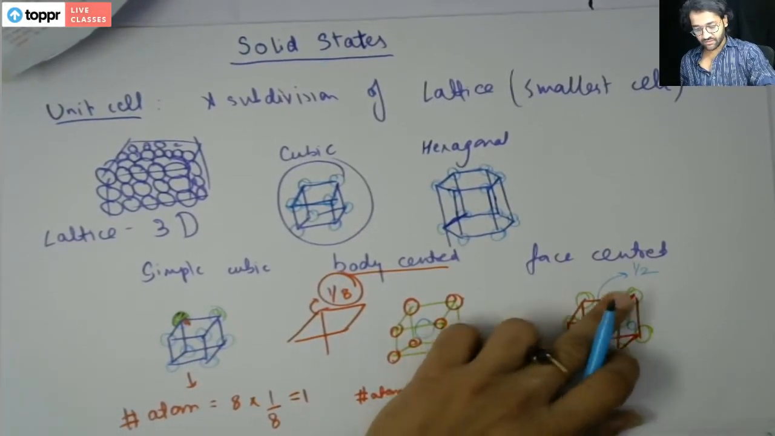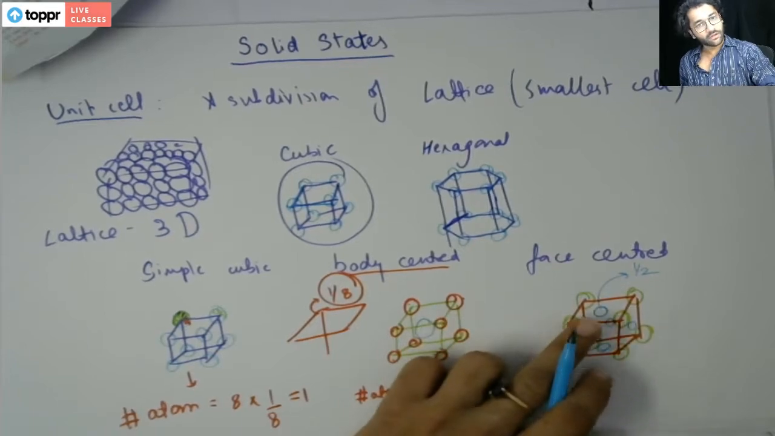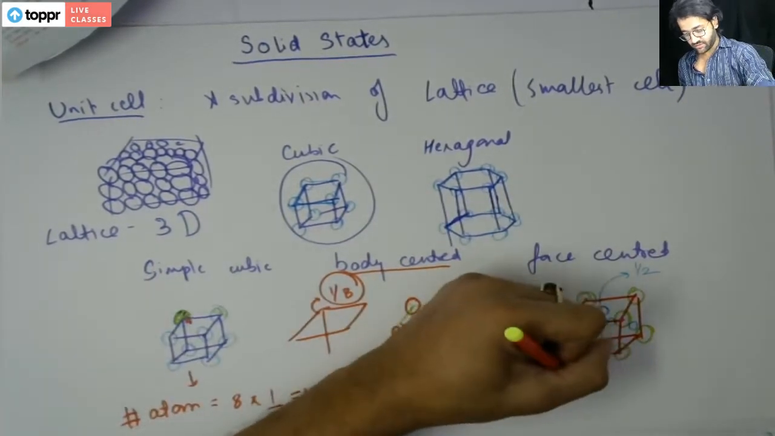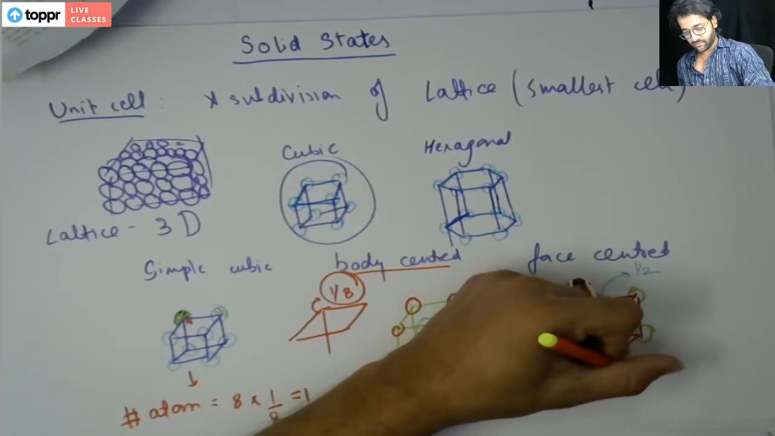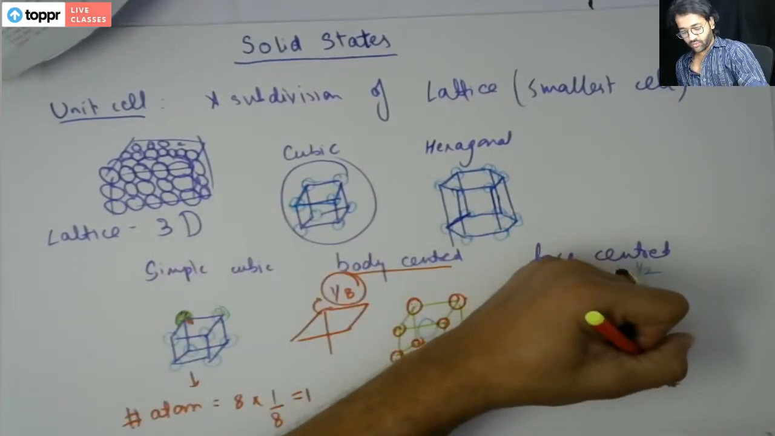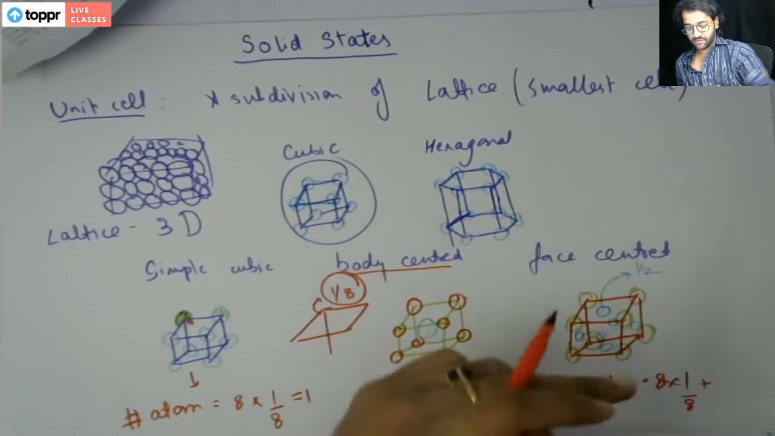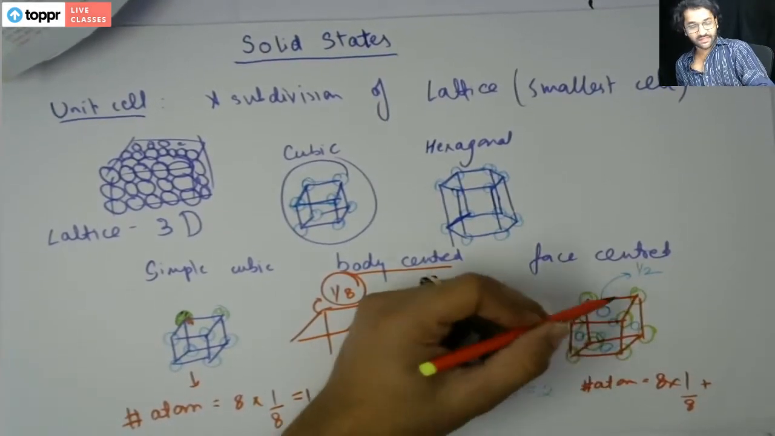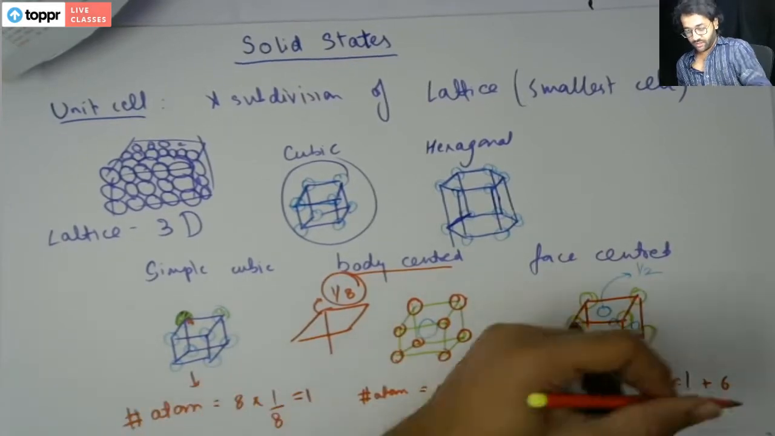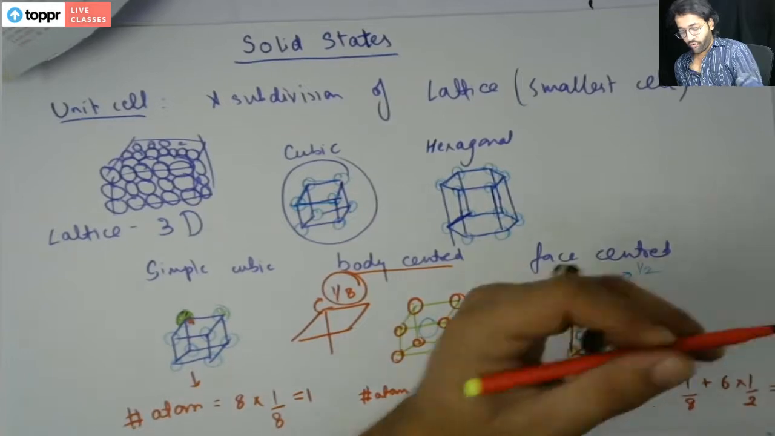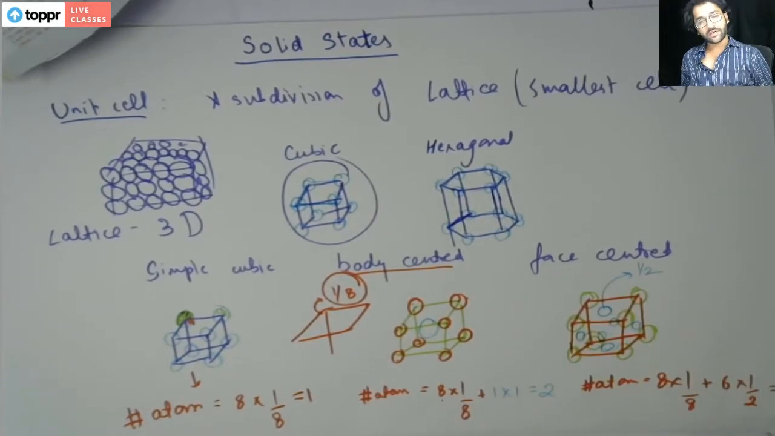Half at the face. So the total number of atoms we have here is 8 into 1 by 8, which is at the corners, and then we have 6 into 1 by 2. Total 4 atoms in a face centered unit cell. Alright, why is this important? We'll see why this is important.